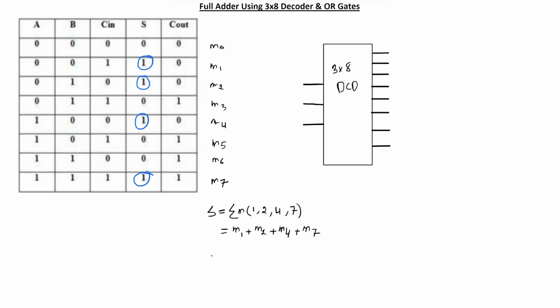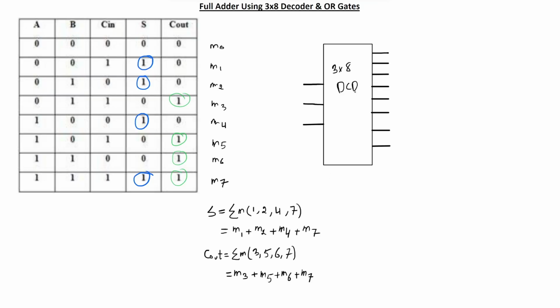Now let's look at the carry out. So the C out is equal to the sum of M. Now let's look at where the C out is 1. So it's 1 for M3, M5, M6, and M7. So now we can write it as the summation of M 3, 5, 6, and 7. Also further we can write it as M3 or M5 or M6 or M7.